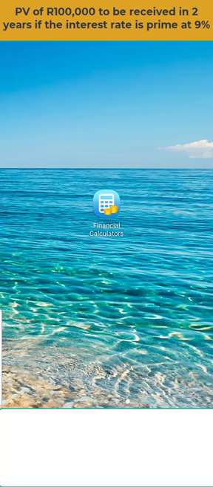This example takes things to the next level. You are asked to calculate the present value of 100,000 Rand, which will be received 2 years from today, if the interest rate is prime at 9%. Whenever there is more than one compounding period in a year, the first step is to establish the length of the relevant period. And you need to remember that the answer will not be in years, it will be something else.